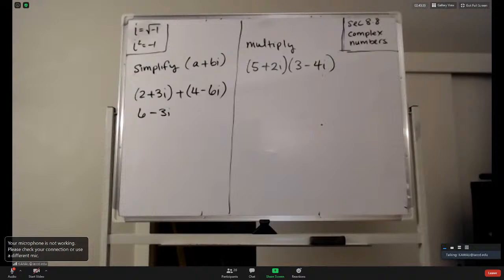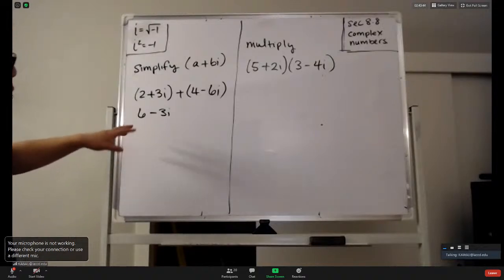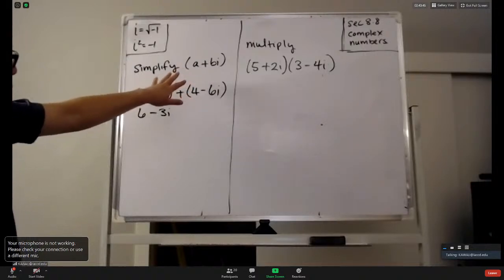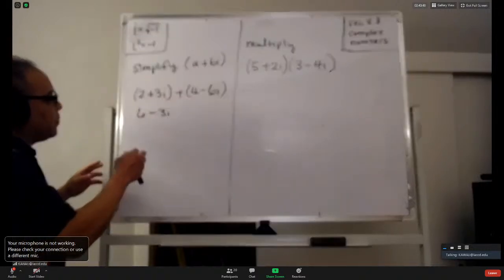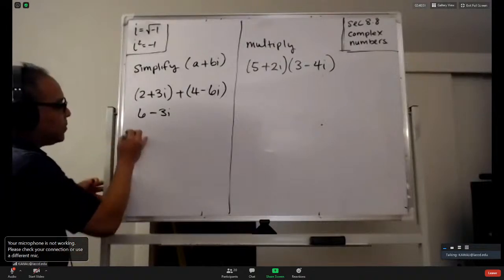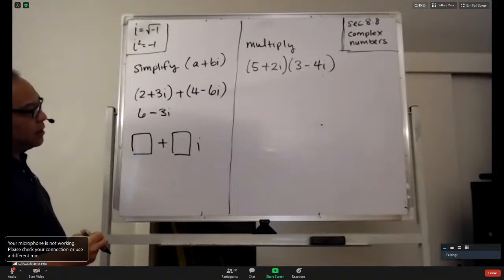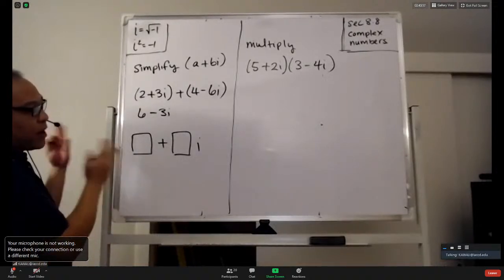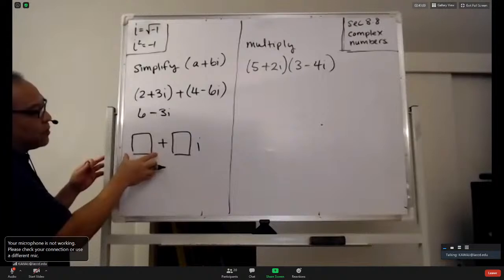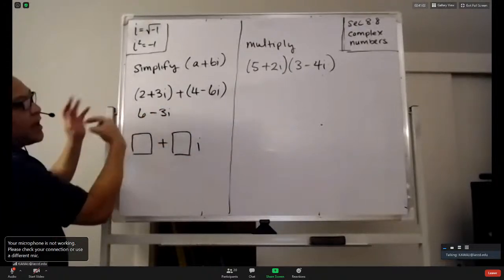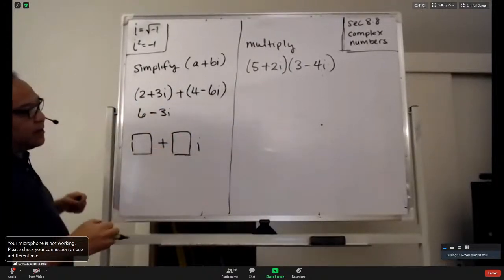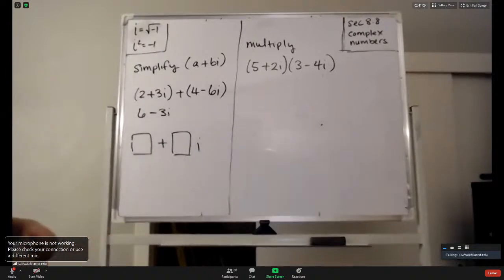Professor, for the problem on the left, how come you don't factor out a 3? Whenever you're doing complex numbers, your answer has to be some number plus some number i. So we never want to factor out. You always have to have this form of some number plus some number i. So don't factor anything out. Just leave it like that. Okay, thank you.